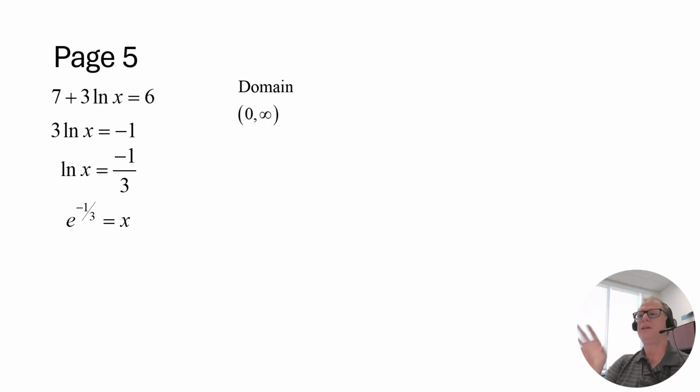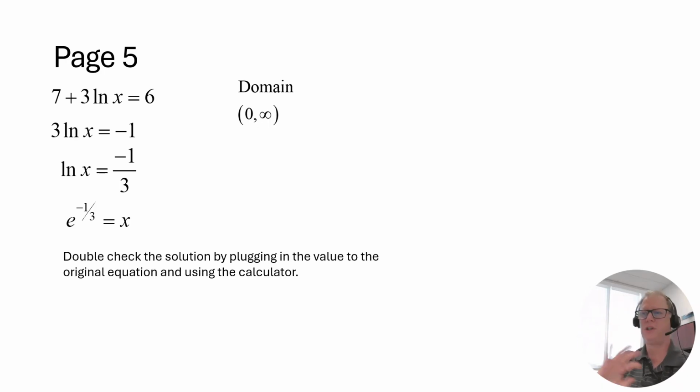And you want to check to make sure that this still is in the domain. The original logarithm is just, the argument is just x, so the domain is the parent function 0 to infinity, and e to this power is between 0 to infinity. Always good to double check anything you solve, plug it back into the original, make sure the left side is equal to the right side.